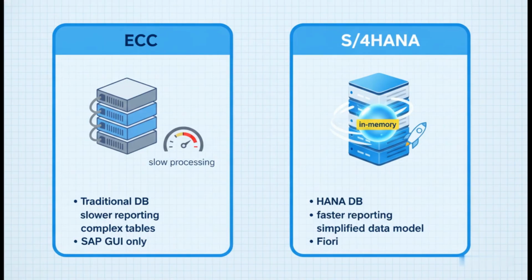S/4HANA, on the other hand, is a massive leap forward. But listen closely, because I need to highlight a fatal beginner mistake right here. Whatever you do, do not say S/4HANA is just a database. The absolute magic keyword you must emphasize is in memory. S/4HANA is the entire enterprise suite completely redesigned to run on the incredibly fast SAP HANA in-memory database. Doing this unlocks a beautifully simplified data model, blazing fast reporting, and those sleek, modern Fiori interfaces. To sum it up, ECC is your legacy traditional setup, while S/4HANA is the high-speed, in-memory future of SAP.